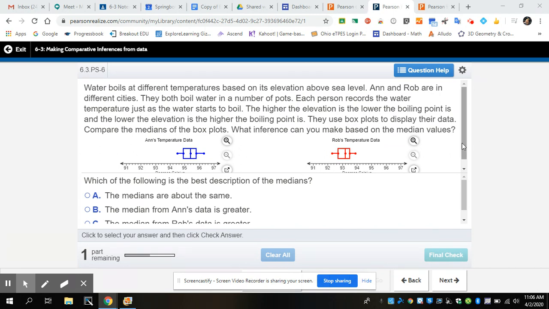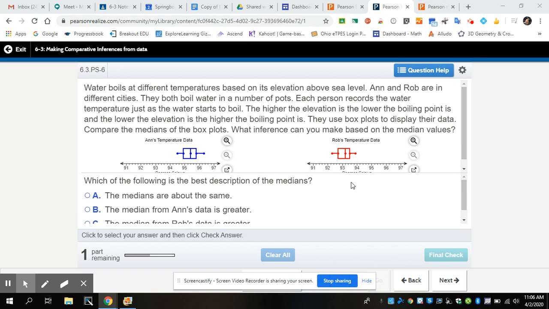So what we're doing here is making comparative inferences. We're taking the inferences that we made from last topic and we are applying them with two. So comparative, like how do the means compare? How do the medians compare? How do the clusters compare? Well, we're also looking at box and whiskers as well.